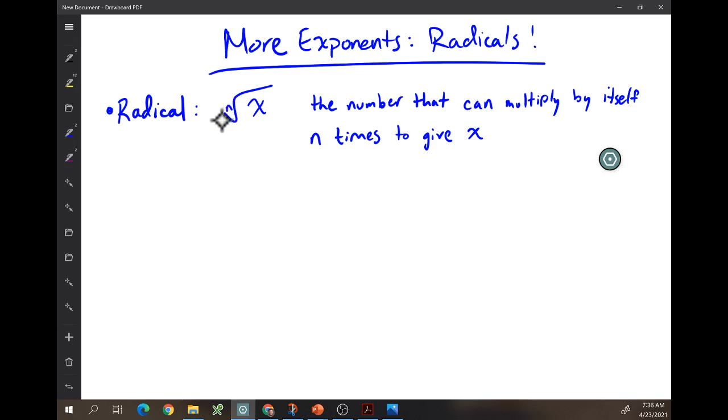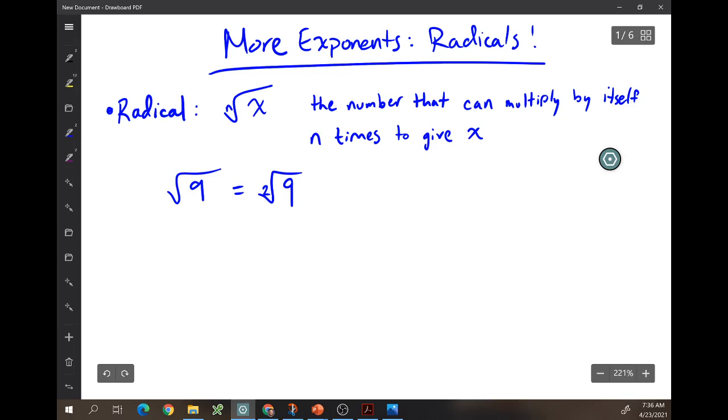So n's just any number. n could be 2, 3, 4. What we're really used to is something like the square root of 9. Now notice there's no n there, but this is because mathematicians are lazy. The square root of 9 is actually the square root of 9 with a 2 there. But the square root is so common that they don't write that little 2 in. It's kind of like 1x. Normally we just write x, but really it's 1x. It's just that this is generally not written.